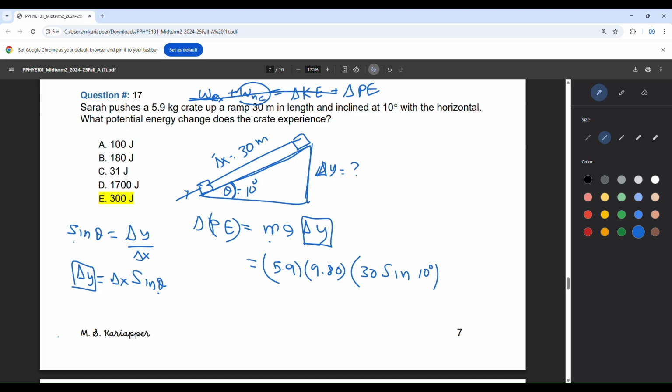We don't bring in the energy equation. That's what I thought initially. So just bring in the energy equation, substitute the values and calculate. You will get the answer to be 300 joule. Delta y is positive because the object is going up. Right, next.